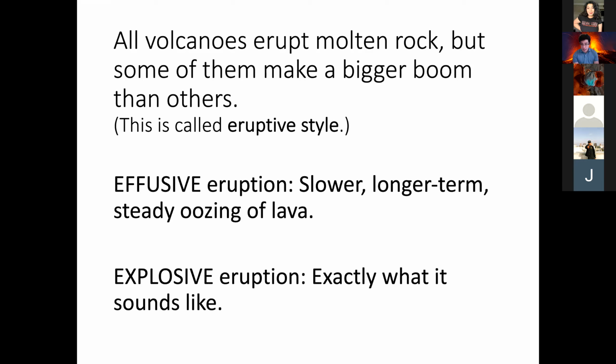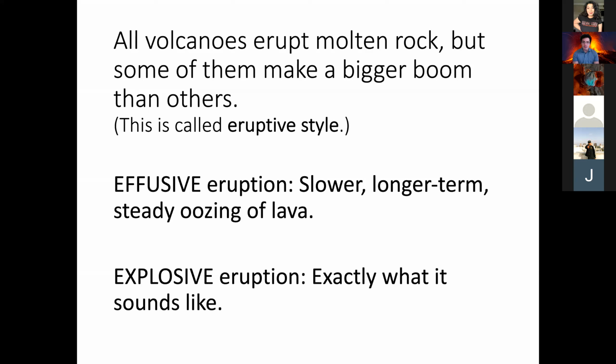But the way in which it does it really depends on a lot of factors. Some volcanoes just leak and other volcanoes explode. And so when we talk about oozing versus exploding, we call that the eruptive style of the volcano. There are two main kinds of eruptive style. In general, every volcano is going to have one that it does most of the time, but it might occasionally do one of the others, depending on the conditions of the time. But basically, the two major kinds of eruptive style are called an effusive eruption and an explosive eruption.